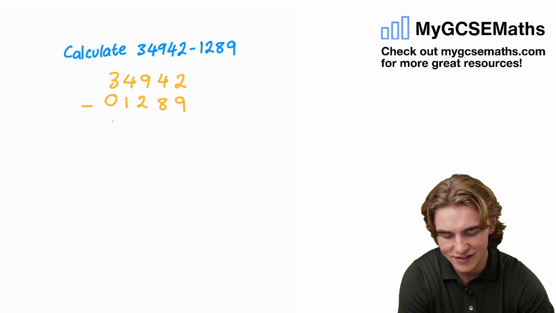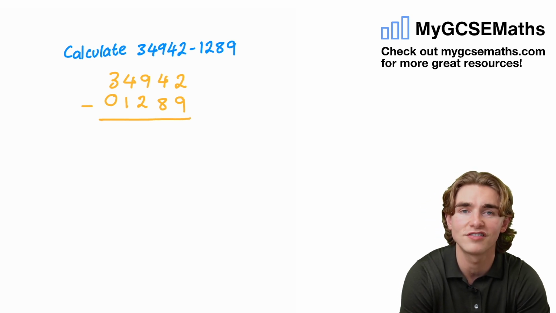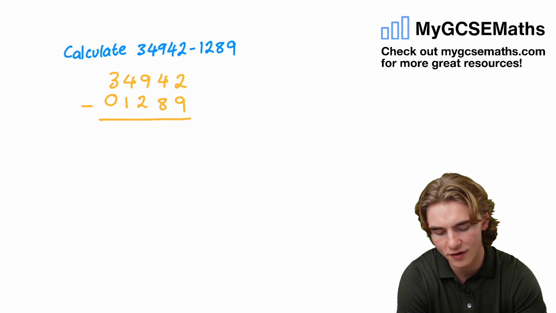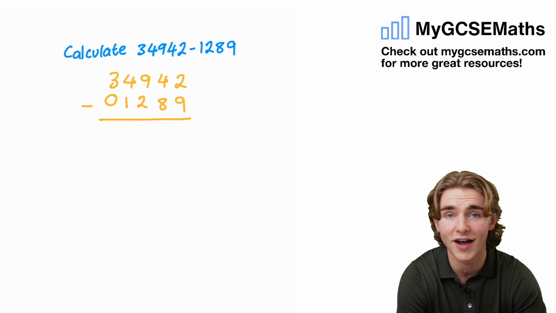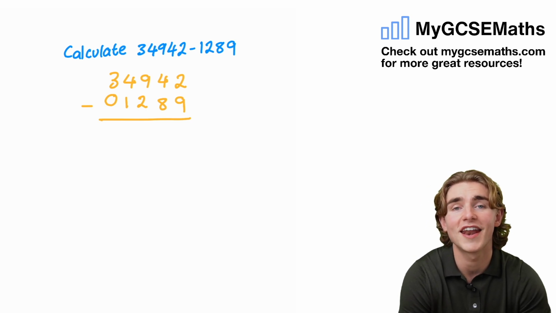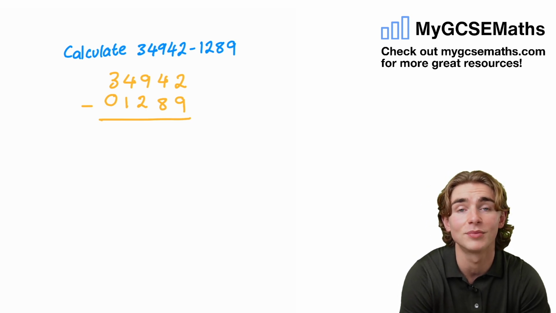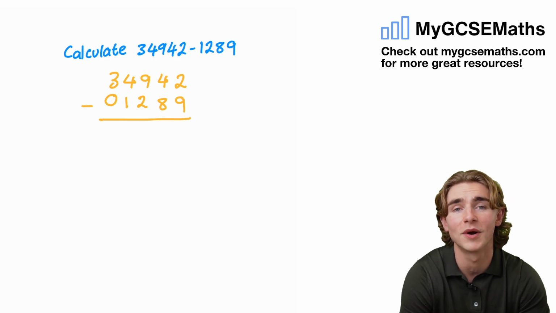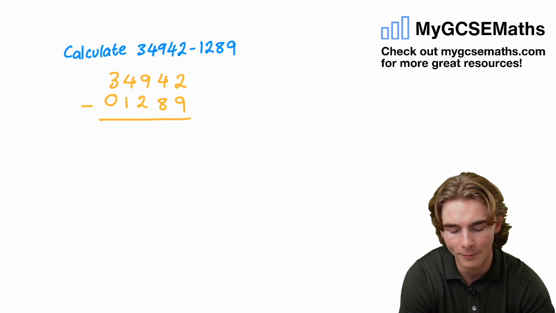Final step, guys, is going to be to do our subtractions working through from right to left. So what we're going to do is we're going to always subtract our bottom number from our top number. So in this case, we're going to do 2 subtract 9. However, whenever we get a subtraction that we can't do because we have a smaller number on the top than on the bottom, what we're going to do is we're going to borrow 1 from our number to the left.